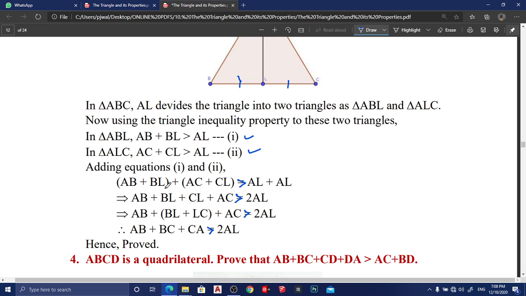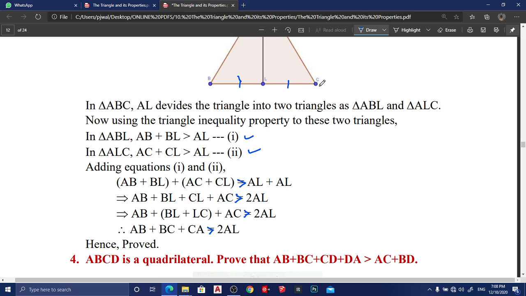So now remove the brackets: AB plus BL plus, and this you can write as CL plus AC. Why am I writing it like this? You can see here, this BL and LC are on the same line. AC plus CL is nothing but CL plus AC, because it is a sum, there will be no change in the value. Also I am taking it as AB plus BL plus LC. The CL you can write as LC also, because CL is equal to LC. BL plus LC plus AC is greater than 2AL.